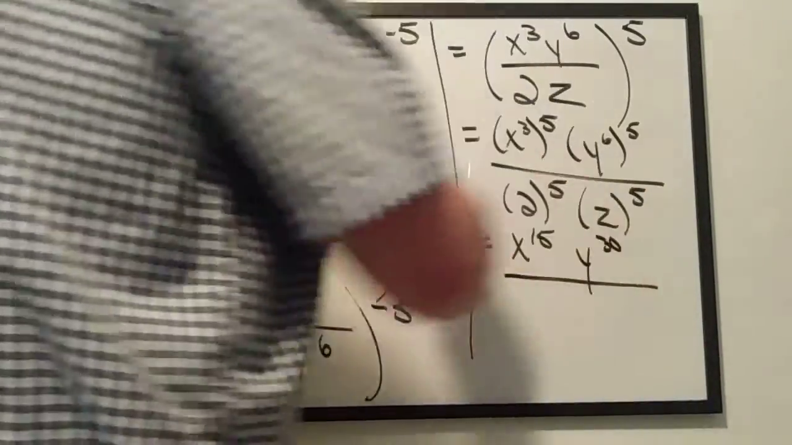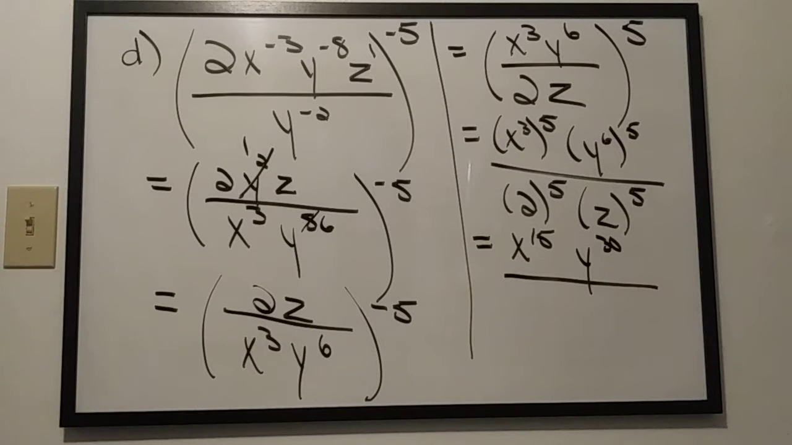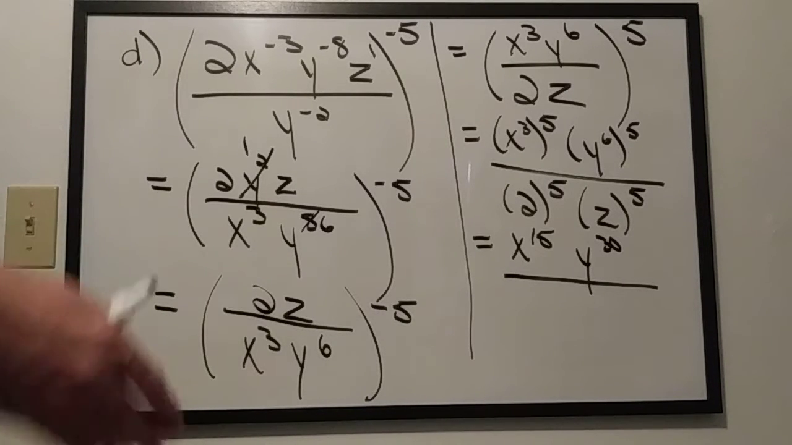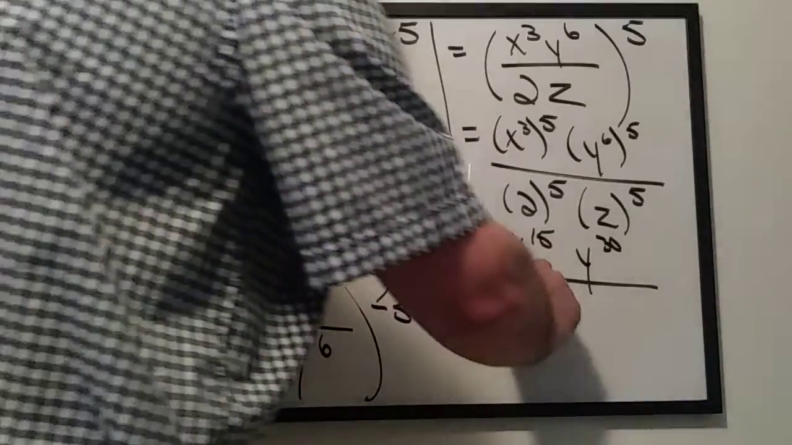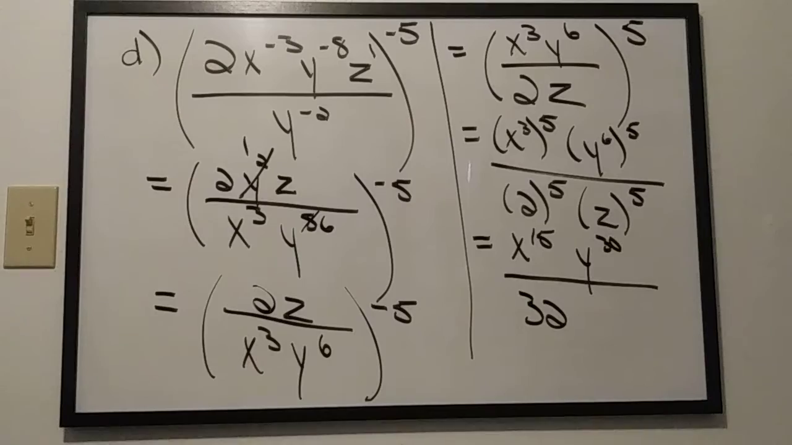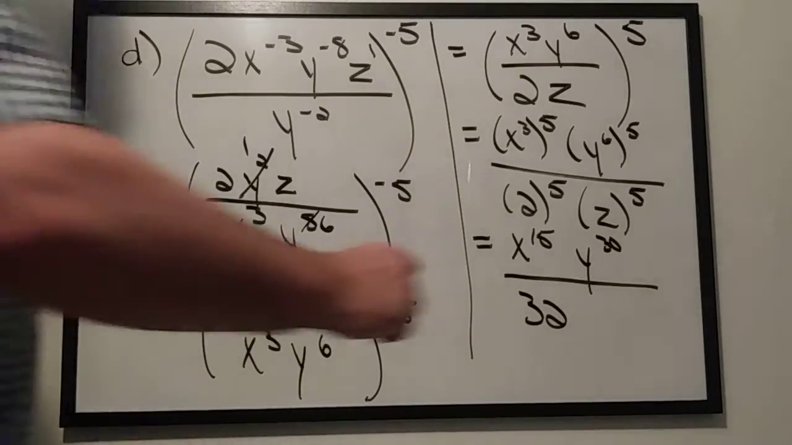And then in the denominator, the first piece is simply a number problem. 2 to the 5th power. Multiply 2 times itself 5 times, and we're going to end up getting 32. And then we have z to the 5th. Now that's just going to be z to the 5th.